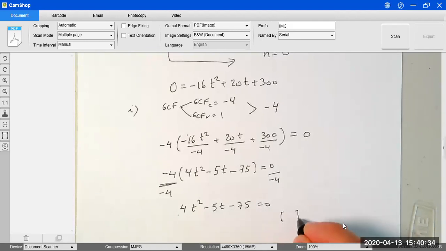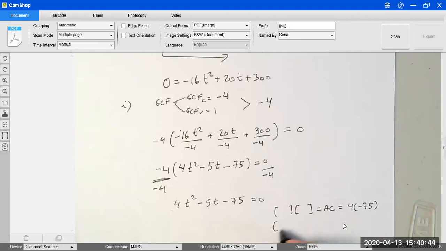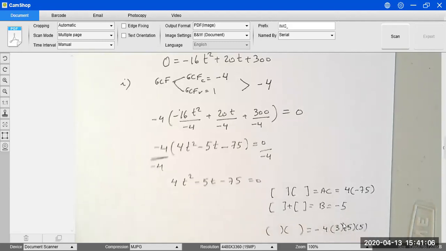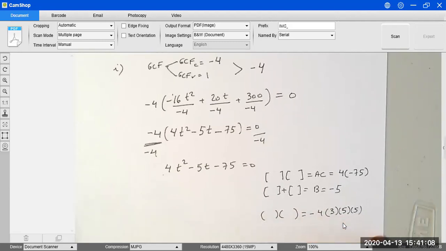So I need two numbers that when I multiply them, I get AC. So I'm going to get 4 times negative 75. And also those two numbers, when I add them up, I'm going to get B, which is negative 5. So what are those two numbers? So negative 4 times 75 is just 3 times 25, which is 5 times 5. So I have many possible combinations to play with.